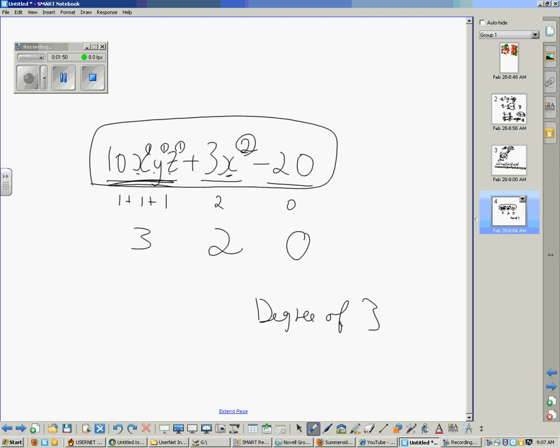A common mistake would be for people to say the degree is 5 because they add up the degrees of them. That would be wrong. Or some people say the degree is 20 because they think that that's a special number because it doesn't have a variable. Those are all wrong answers. The actual answer for this one is the degree of 3.